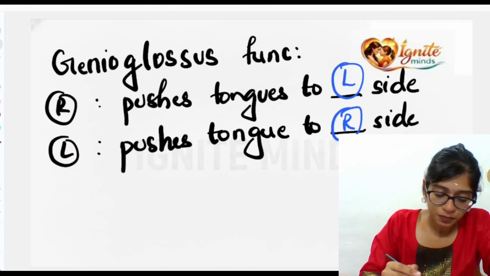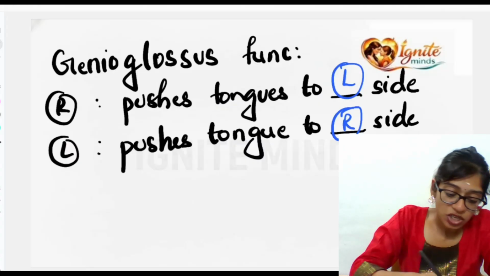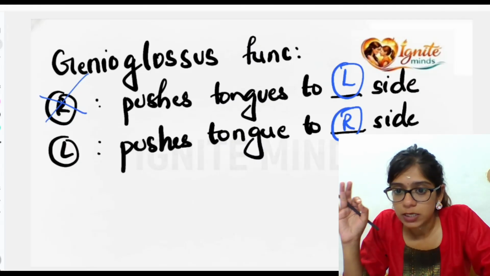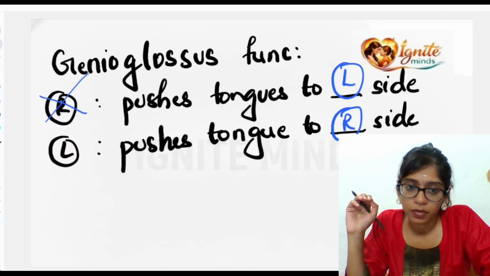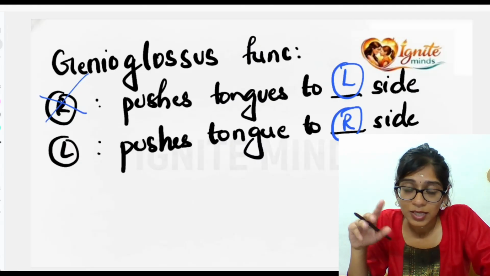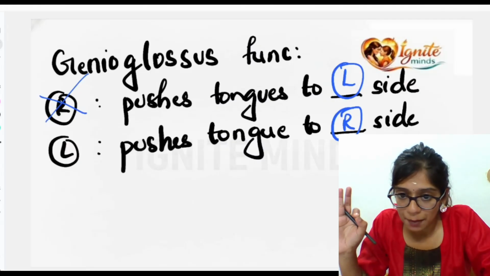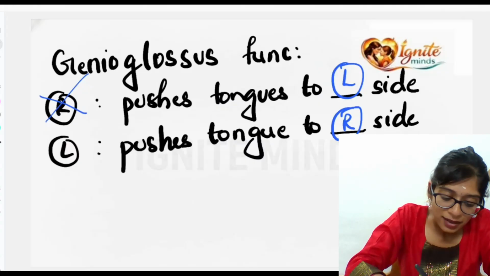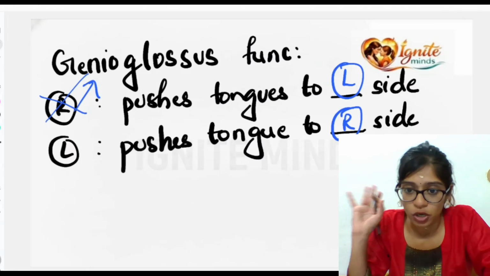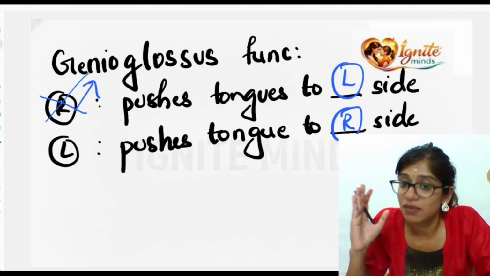Now what happens is, let us say it was a right submandibular gland operation, and because of an accident, the right hypoglossal nerve got damaged. See, all the muscles of the tongue are supplied by hypoglossal nerve. So if the right hypoglossal nerve got damaged, it is going to paralyze the right genioglossus. It is going to paralyze the right genioglossus. So the right genioglossus just stands there without function, unable to exhibit its action.